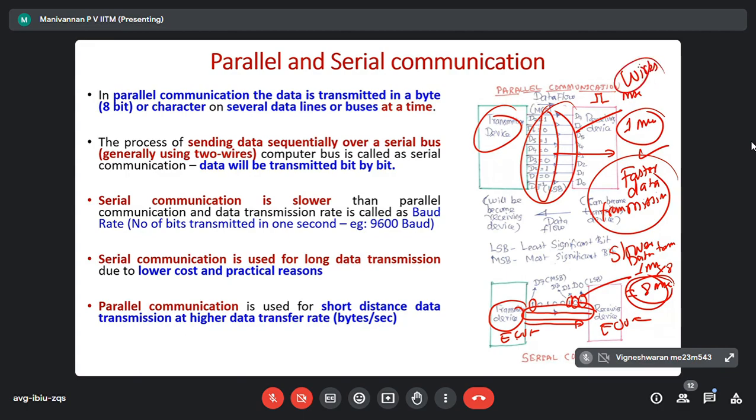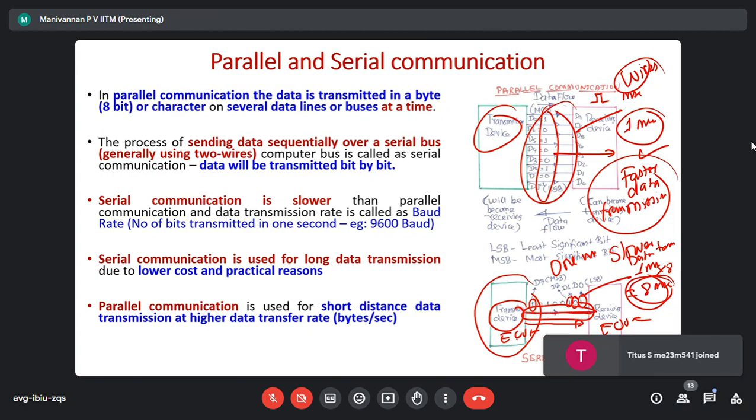Correct? Here you need only 1 wire. That means you need a cable which has only 1 wire. This is 8 wires, a bundle of wire. So this is costly, the initial cost, the wire cost.